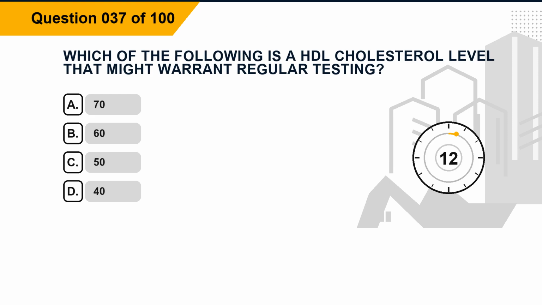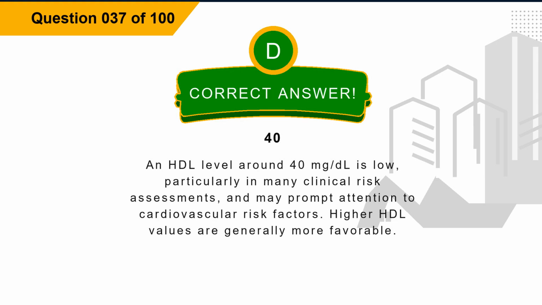Question 37. Which of the following is an HDL cholesterol level that might warrant regular testing? Option A, 70. Option B, 60. Option C, 50. Option D, 40. The correct answer is option D, 40. Explanation. An HDL level around 40 mg/dL is low, particularly in many clinical risk assessments, and may prompt attention to cardiovascular risk factors. Higher HDL values are generally more favorable.